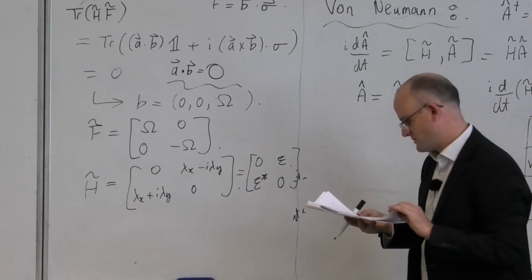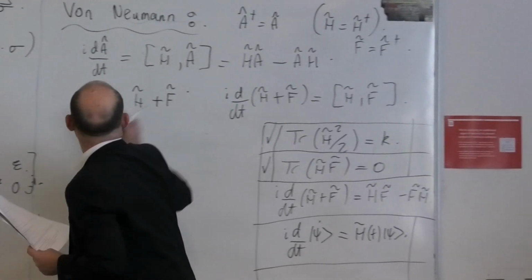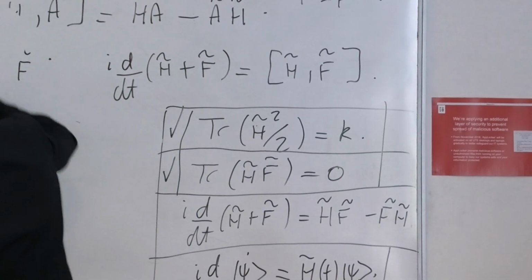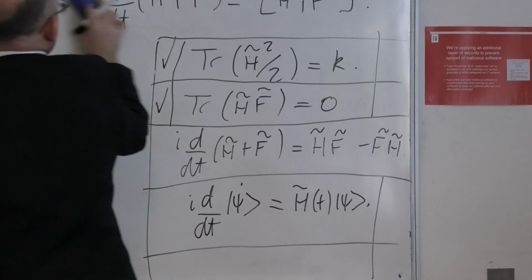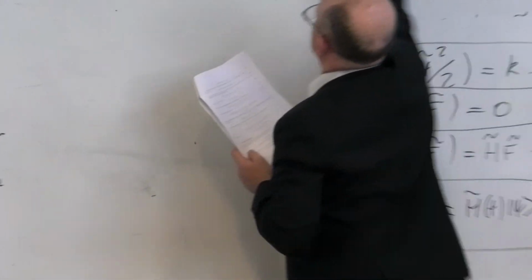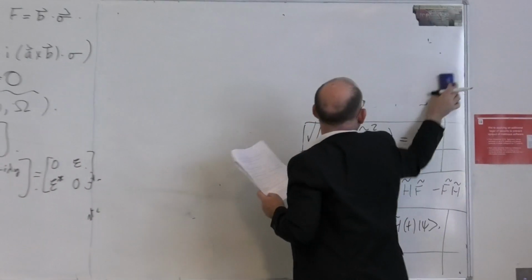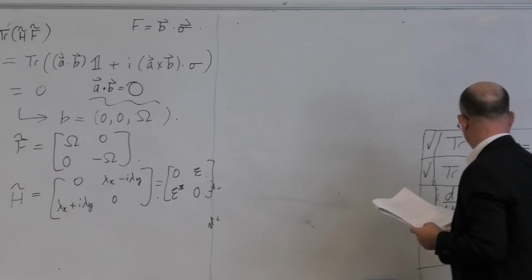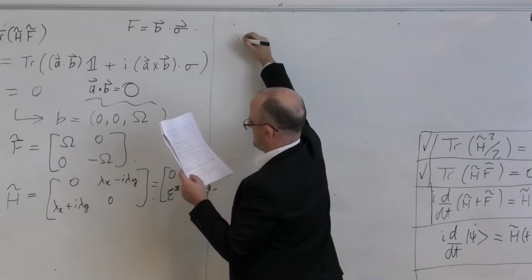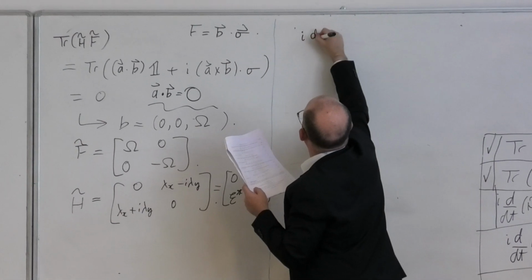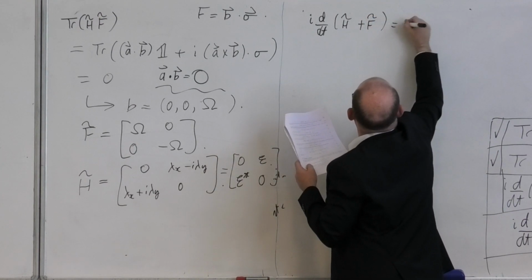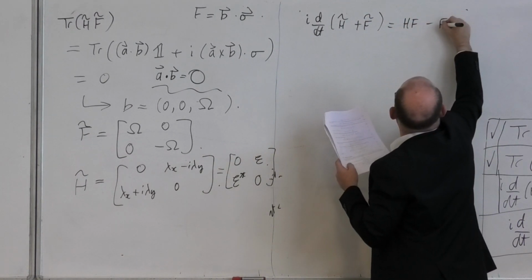Is everybody following so far? This side is looking very convenient to the field. SU2, right? Alright, so let's set up this thing. So we've got this equation here to be solved, which we call the quantum brachistochrone equation: i d t h plus f is equal to hf minus fh.